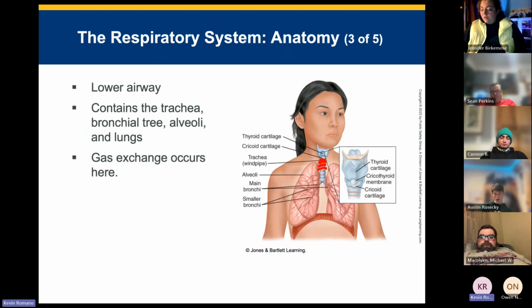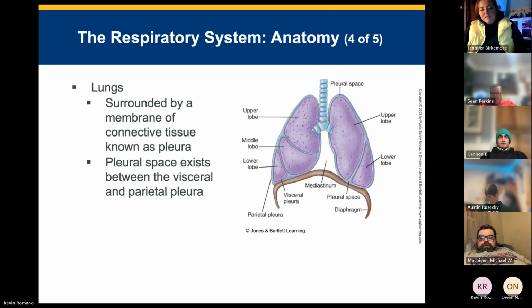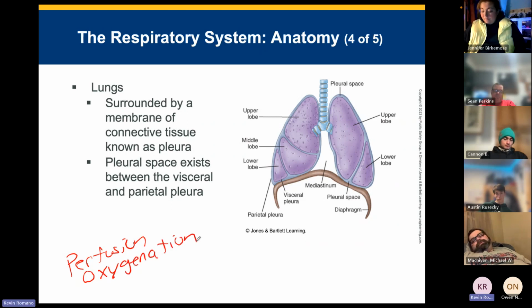Right? So why is all this important? Why did I just mention a bunch of stuff and all these different ducts and branches and everything else? Why is this important to us? There are 2 things that make this very important. What are they? I'll write them down for you too. Perfusion, oxygenation. This is why it's so important for us to have an understanding of how this stuff works.